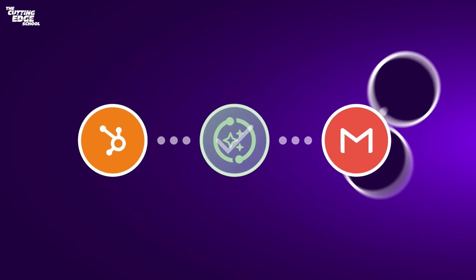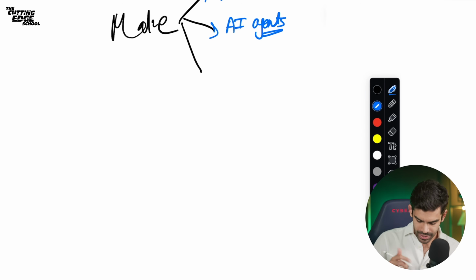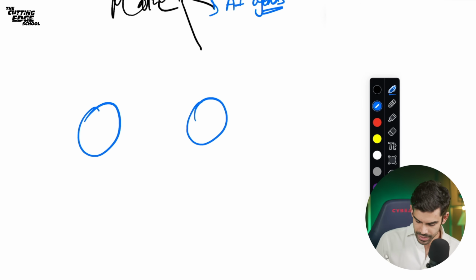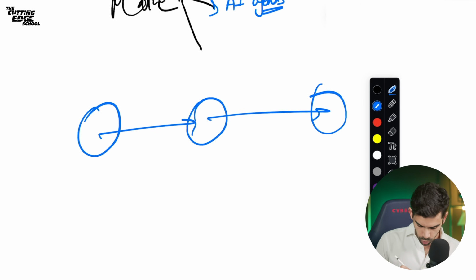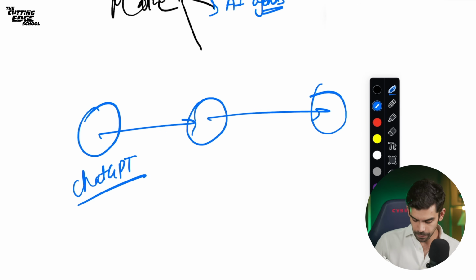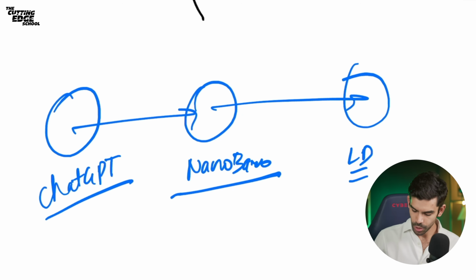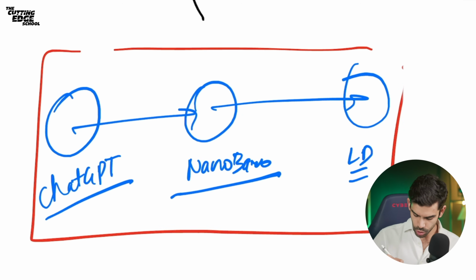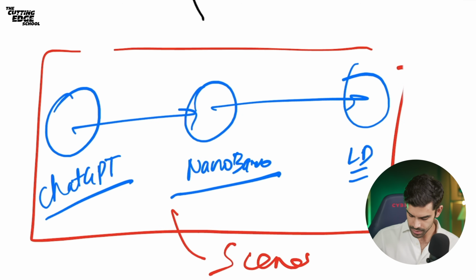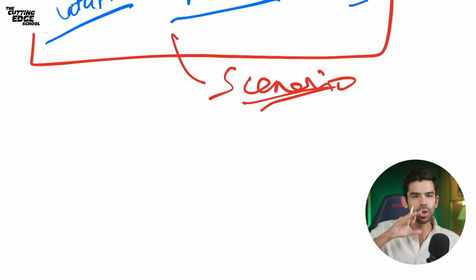So earlier in Make, you could just connect applications together, which was also called scenarios. For example, I can have 3 steps in a scenario. One is I can go to ChatGPT for a basic idea for a poster. Then I can go to Nano Banana to actually create that poster. And then I can go to LinkedIn and post it with a good caption. Now this entire thing is called a scenario. A scenario is basically a lot of tools stitched together to achieve a certain outcome.